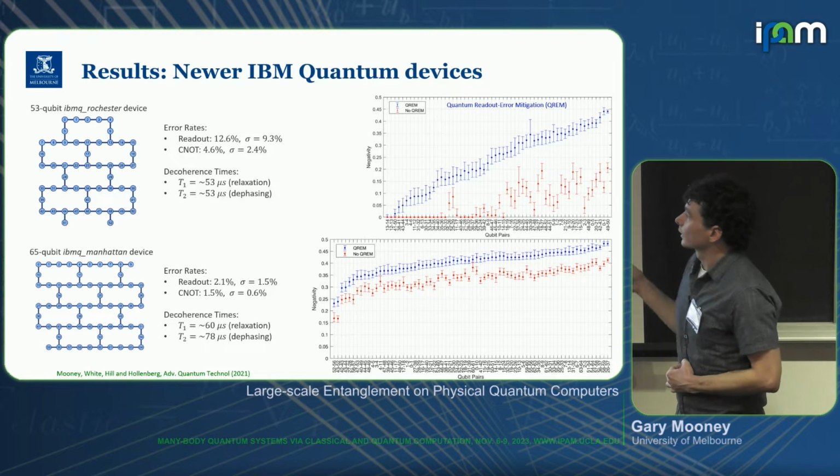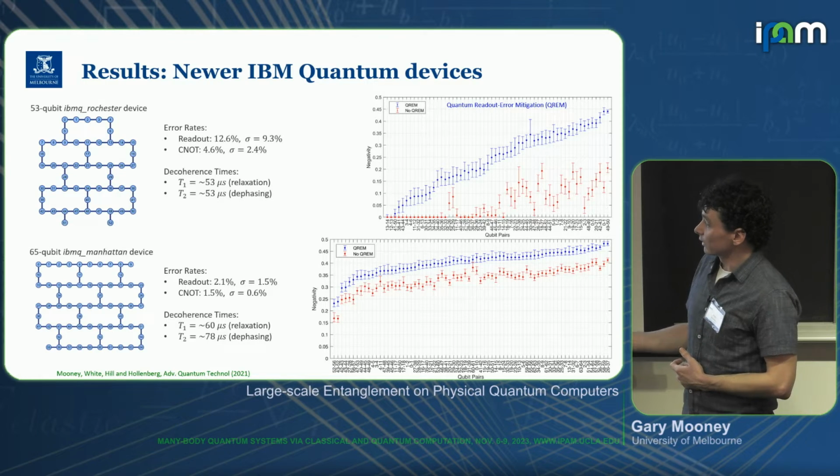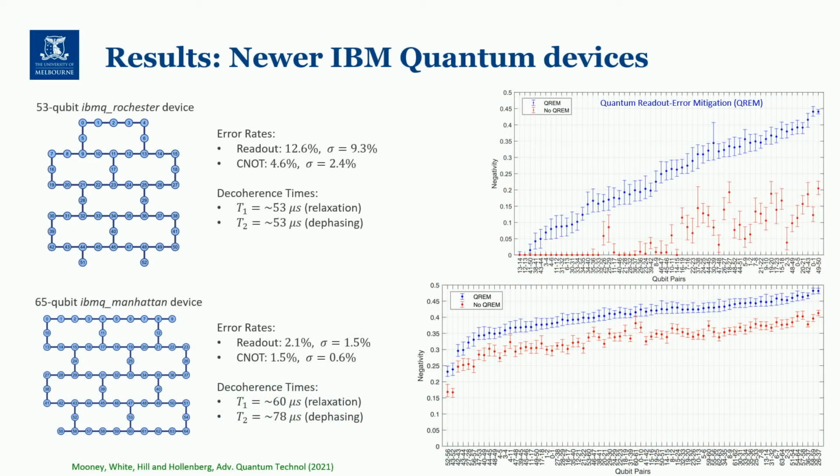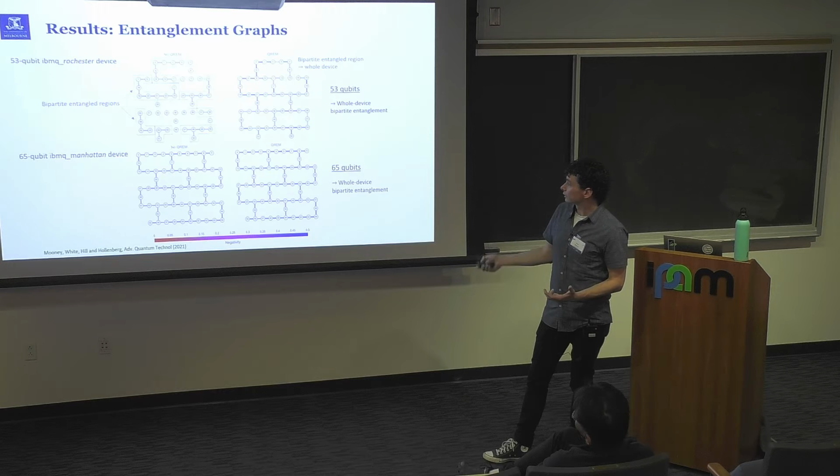Right, so all that together, we've applied it onto the 53-qubit and the 65-qubit devices here. Here's some more data. On the Rochester, the errors are quite bad compared to their other devices, and it's interesting to see that reflected in the negativities as well. So now from this data, we can generate the negativity entanglement graphs. And this is what we get.